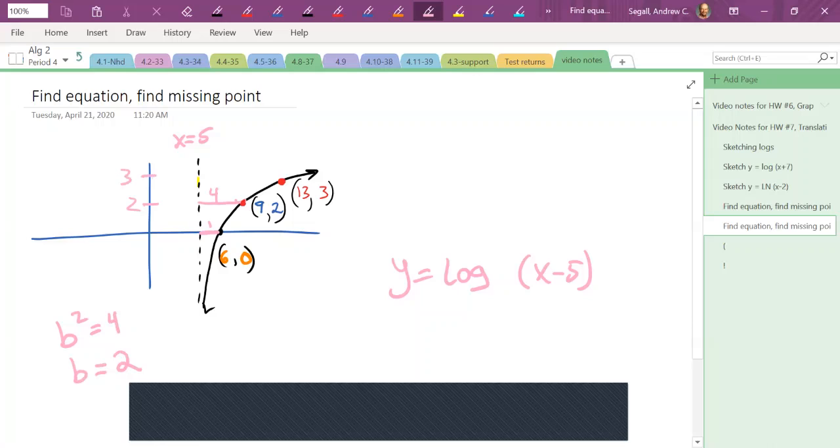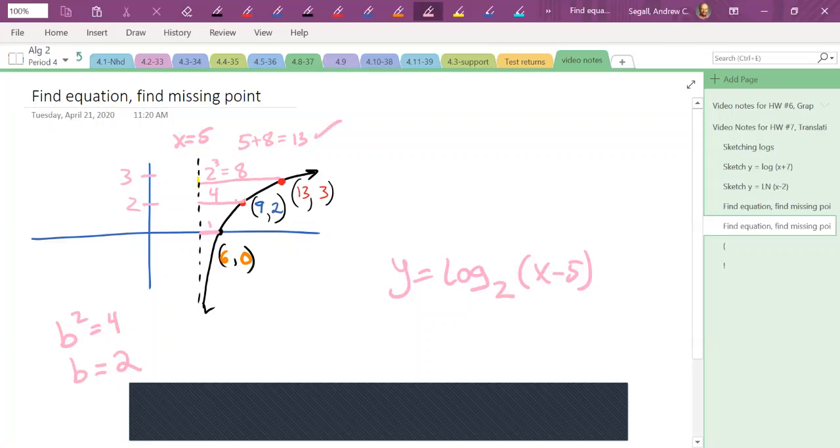When the y value is 3, I should be moving, I missed it a little bit. Let me redraw that. When the y value is 3, I should be moving 2 cubed, or 8, away from the asymptote. And if I start at 5 and I move over 8, I do end up at 13. So that checks out. So my base is 2.